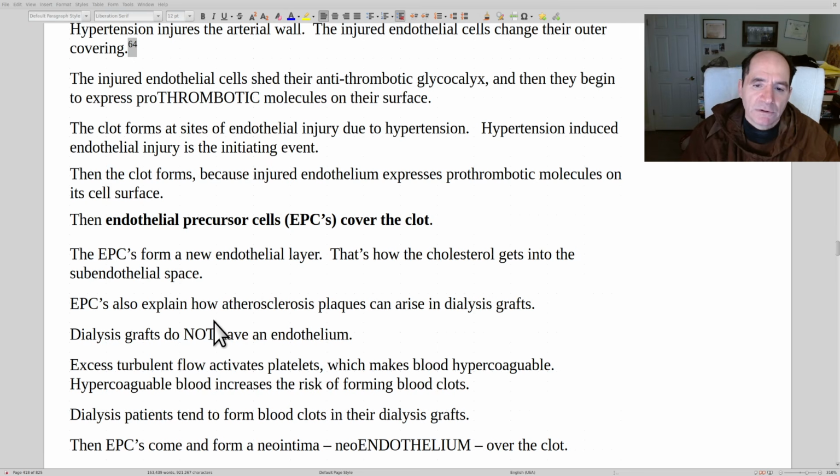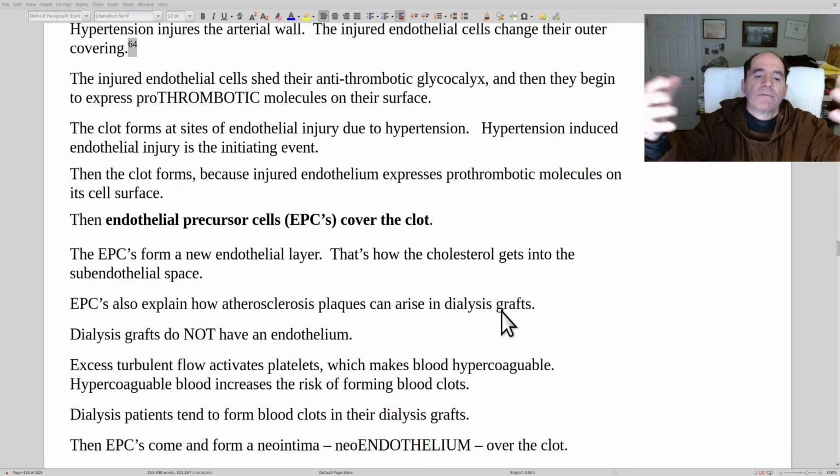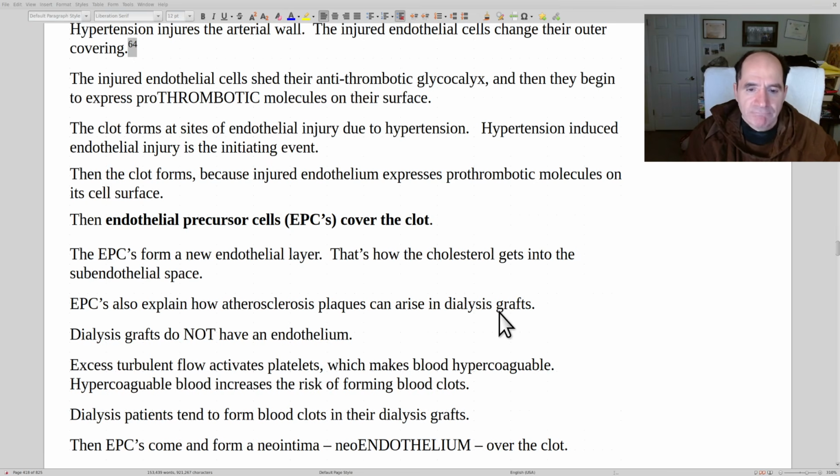Endothelial precursor cells also explain how atherosclerotic plaques can arise in a dialysis graft. In a dialysis graft, you don't have an endothelium, you just have a graft. But the endothelial precursor cells can cover up a clot and, in a sense, make it more similar to a regular artery. Excess turbulent flow activates platelets, so it makes the blood more prothrombotic. Hypercoagulable blood increases the risk of forming a blood clot. Dialysis patients tend to form blood clots in their dialysis grafts. The endothelial precursor cells come and form a neointima, a neoendothelium, over the clot.